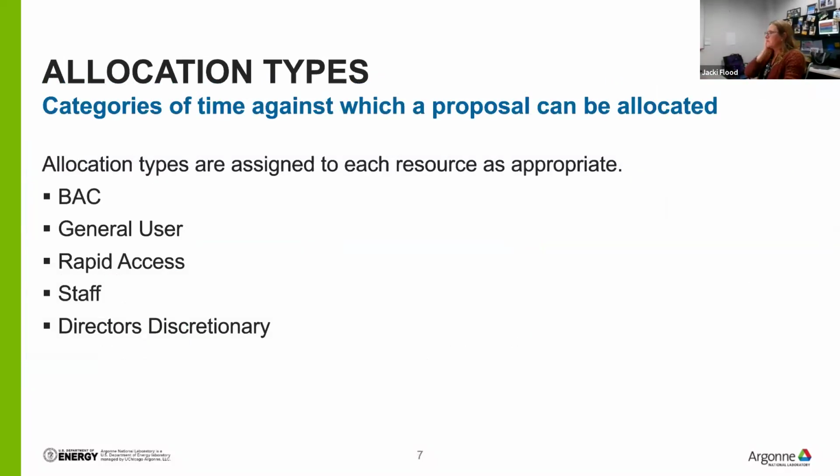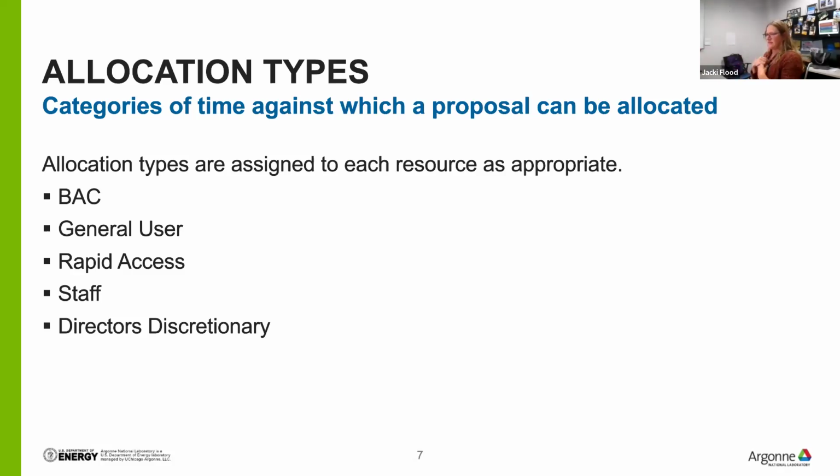So allocation types. Within the system, we have the ability to create whichever allocation types you so choose. The ones listed are APS allocation types. We have the beam time allocation, which is the back, general user, rapid access, staff, and director's discretionary. And these are just categories of time to which a proposal can be allocated against.